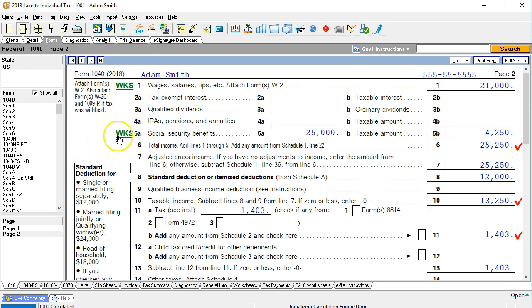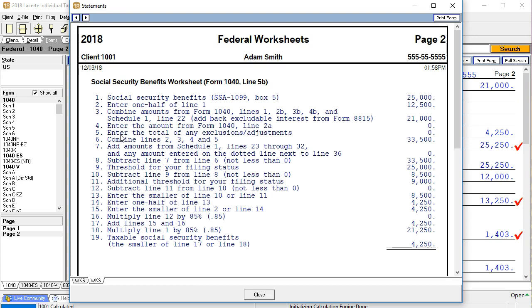To see that calculation, we can go to this worksheet and go through this calculation. We won't go through the entire calculation, but you can see that we're going through a calculation to include part of the Social Security, and in essence, it's going to be tied to the amount of income that we have. So as income increases, we're going to have to include more of the Social Security in our taxable income.